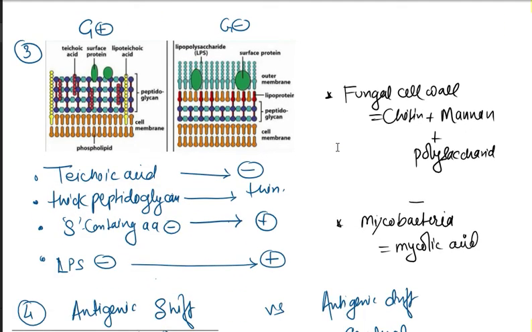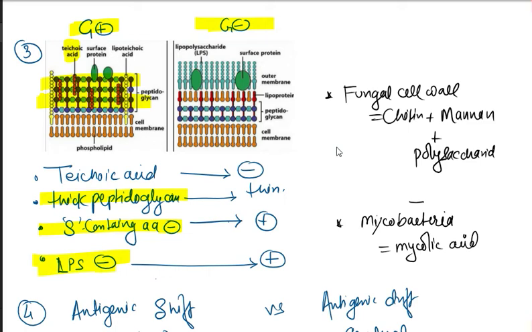Okay, next we see the gram positive bacterial cell wall and the gram negative bacterial cell wall. The gram positive bacterial cell wall has teichoic acids, and it also has sulfur containing amino acids attached here. It has a thick peptidoglycan layer. Lipopolysaccharide is absent in the gram positive bacterial cell wall.